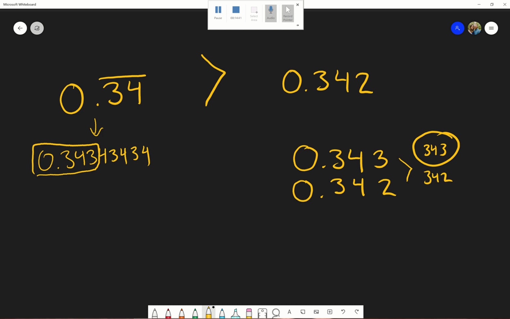Okay, decimals take a little bit of practice. They take a little bit of understanding and making sure our place values are all where they need to be. That is one of the most important things we deal with when talking about decimals: our place values.